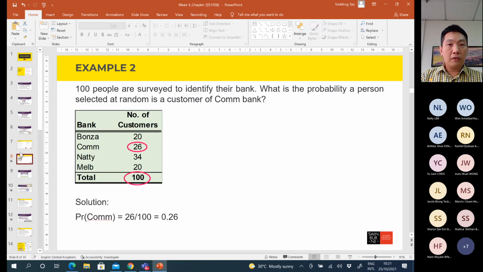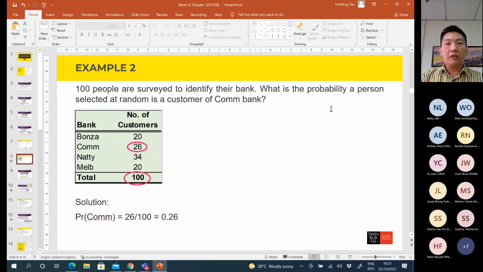Okay, so from these statistics, we know that 20 customers use Bonza Bank, and 26 customers have an account in Combank, and 34 customers have an account in Neti Bank, and 20 customers have an account in Melbank. So in total, we have 100 participants involved in the survey. Okay, now the next question.